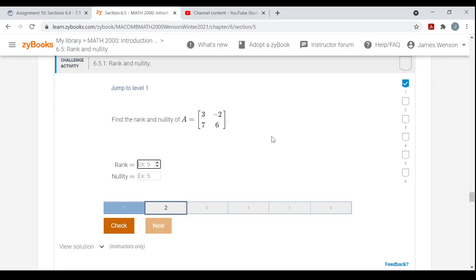If you were to put this in reduced echelon form, it would have 2 pivot columns. It would be just the identity matrix. So rank 2 and then nullity 0. Because again, the rank plus nullity should be the number of columns.